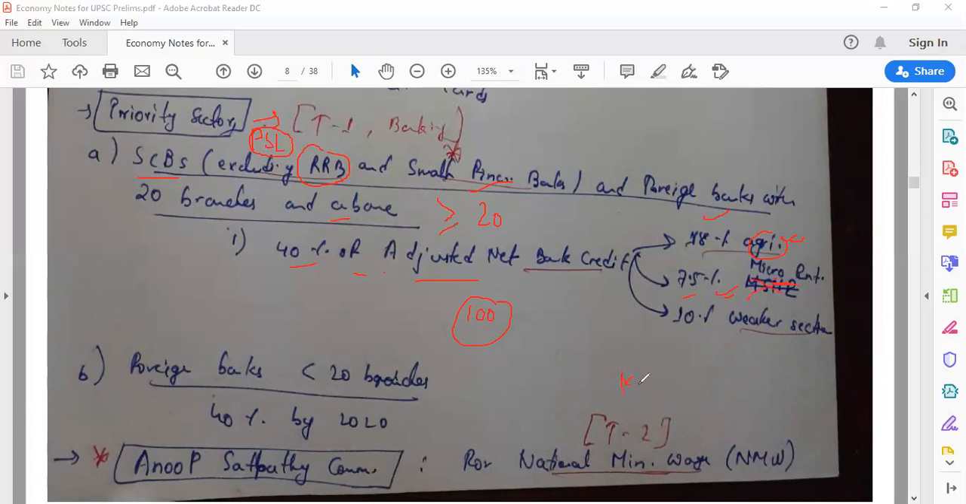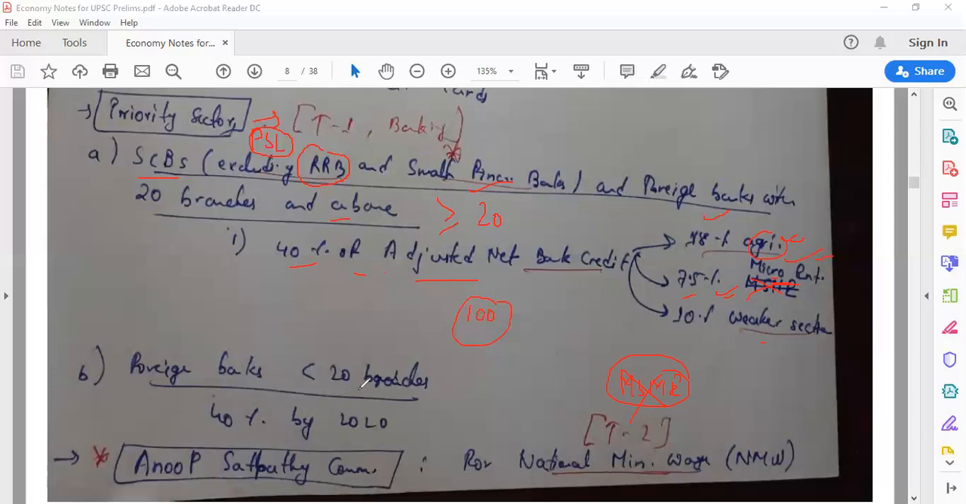See, I have cut down this MSME and I have written micro enterprises only. Why? Because MSME means micro, small, and medium enterprises. But here it is not saying anything about small and medium. You're talking about micro enterprises. The 7.5% lending has to be done to micro enterprises. It is silent on the contribution to small and medium enterprises. 10% has to be given to the weaker section. So this is the bifurcation of PSL, which has to be done by SCBs and foreign banks with greater than or equal to 20 branches.